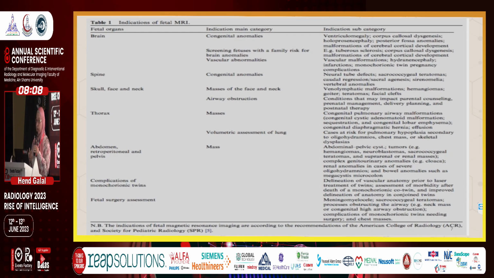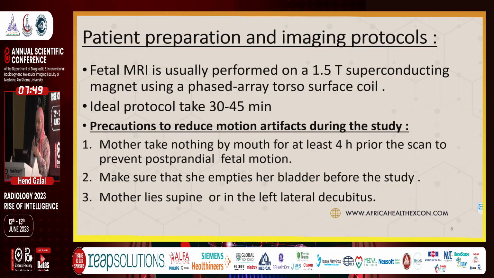I started with the fetal MRI as a whole, and we will go to the fetal cardiac MRI. So we can see that's the list of fetal MRI; it's requested in any specific lesions of the brain, spine, thorax, GIT, and also comes in surgery assessment before fetal surgery. Fetal MRI is done in a 1.5 Tesla superconducting MRI using a normal torso surface coil, which is used in abdominal MRI. The ideal protocol takes around 30 to 45 minutes.